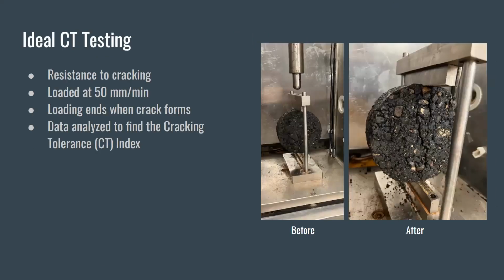Next, we perform the ideal cracking test, which is an indirect tensile test that determines the cracking tolerance CT index of the asphalt sample, which is the sample's resistance to cracking. CT index values range from 1 to 1,000, with higher values indicating better cracking resistance. To perform this test, the sample is placed as shown in the before picture. Weight is then added. The loading ends when a crack starts to form, as shown in the after picture. During this test, the load versus displacement data is collected and used to calculate the CT index of the sample.